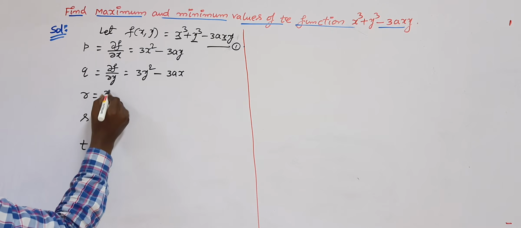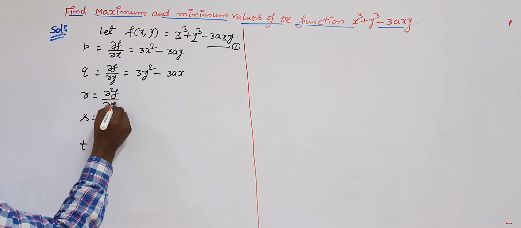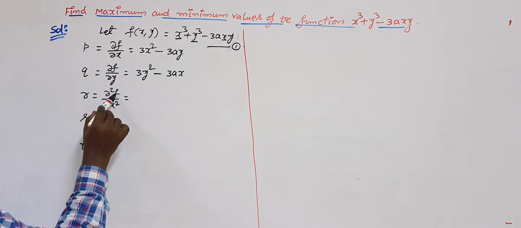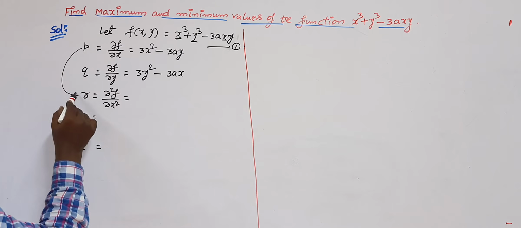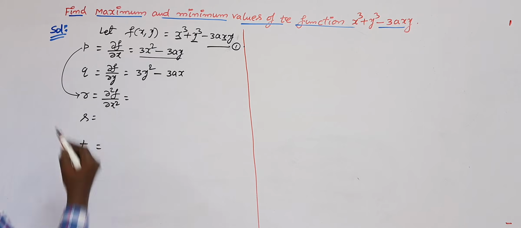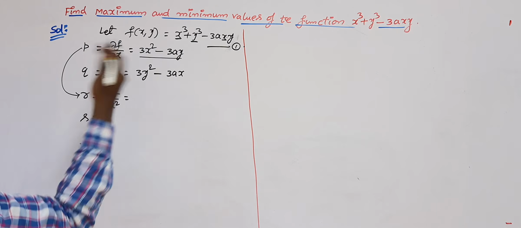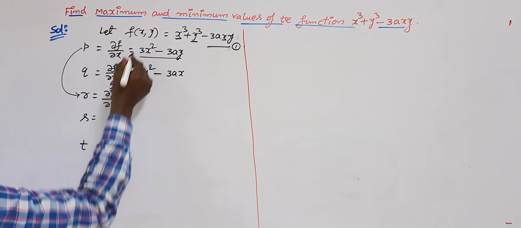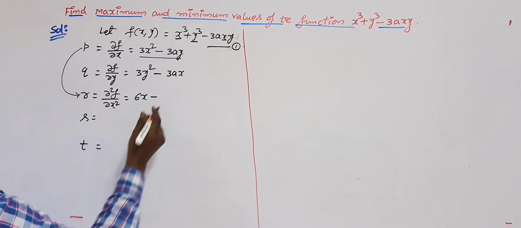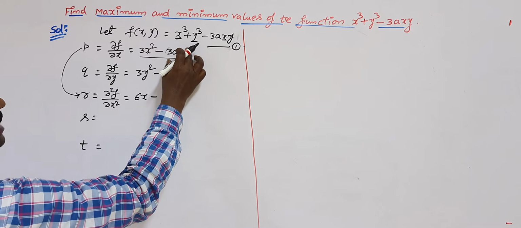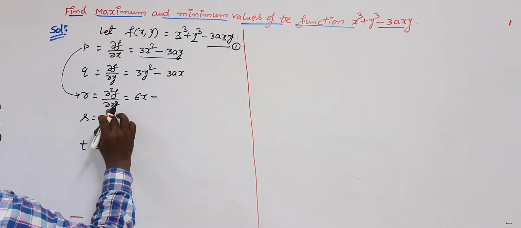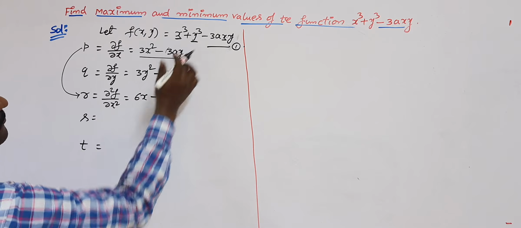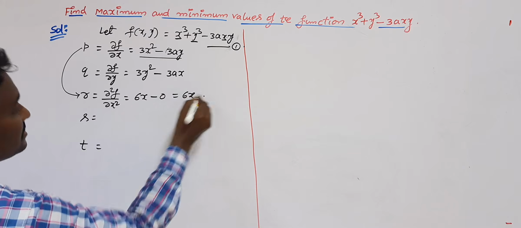Now what is r? Dou square f by dou x square. So we have to find the second order partial derivative of f with respect to x. Already the first order partial derivative is there, so it is enough to calculate another derivative with respect to x. So the derivative of x square with respect to x is 2x, 2 into 3 is 6x, minus this is completely in terms of y. Whenever we take the partial derivative with respect to x for a complete term of y, it would be 0. So it is only 6x.